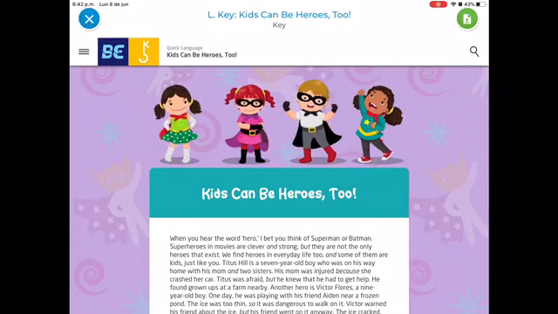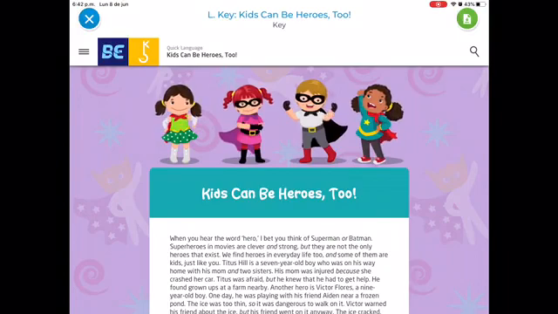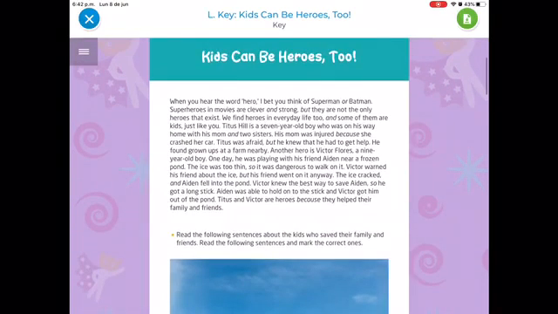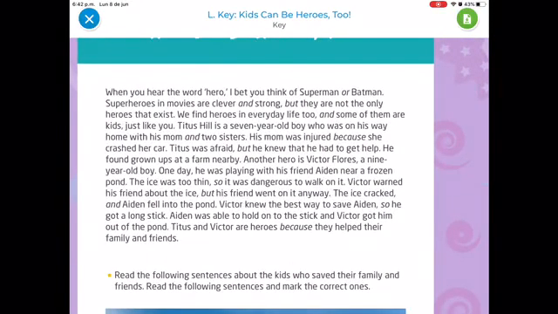This key is quick language. This is called Kids Can Be Heroes Too. Kids can be heroes too. When you hear the word hero, I bet you think of Superman, Batman. Superheroes in movies are clever and strong, but they are not the only heroes that exist. We find heroes in everyday life too, and some of them are kids, just like you.